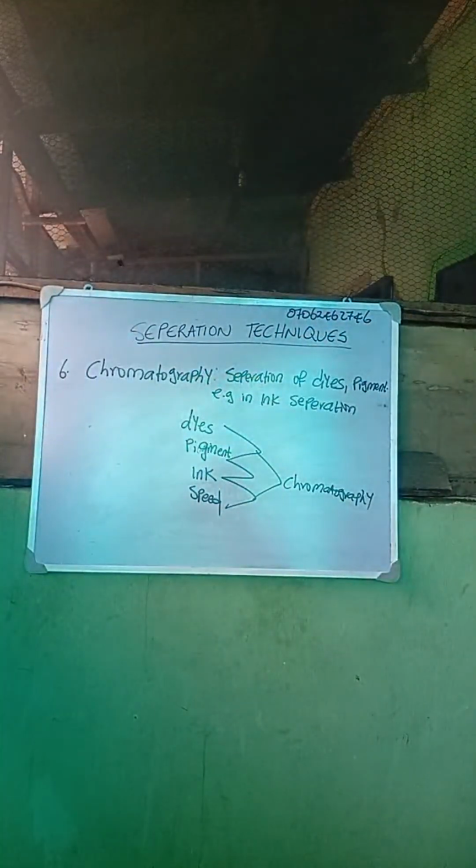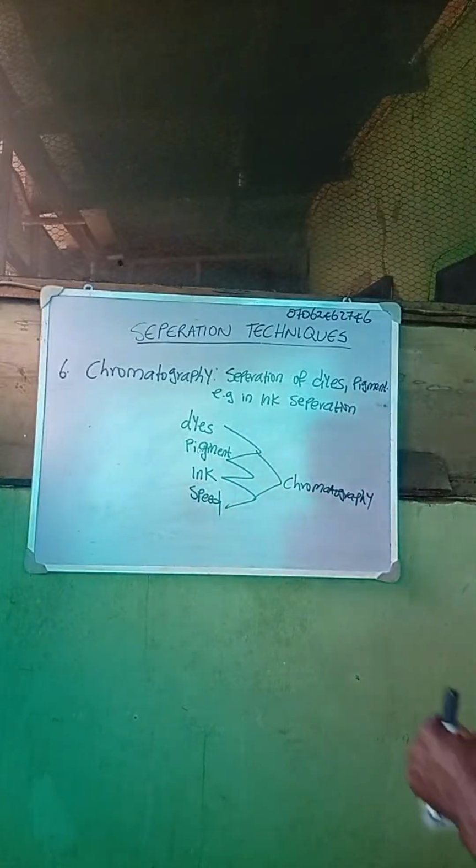Although, you understand, we are not yet done with our separation technique. Like I said, we still have our magnetic separation, which that one is very, very easy. Separate magnetic from non-magnet. And we also have our distillation and separating funnel. That is our assignment. So let me write down the assignment for you people.